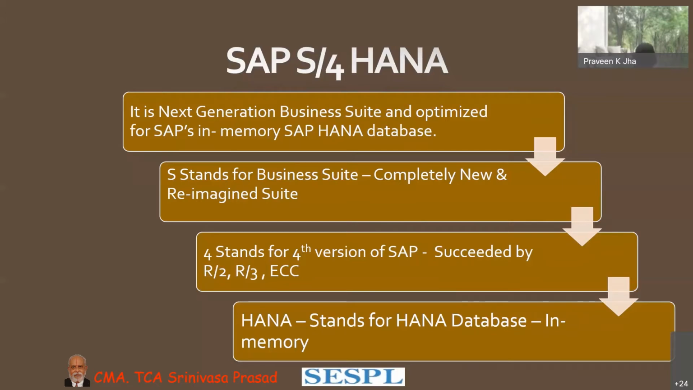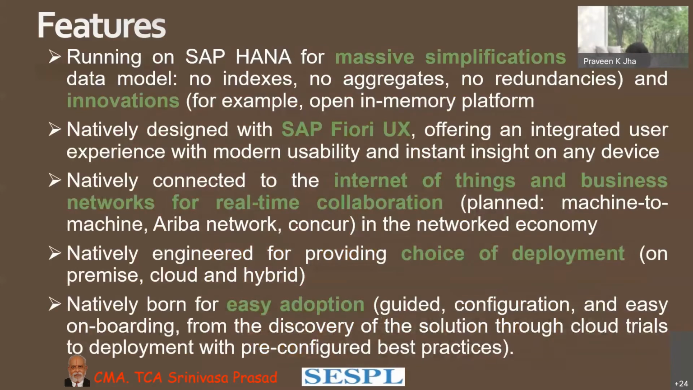Now, what are the features or benefits of S4 HANA? The first thing is massive simplification. When we are talking about the ECC system or R3 system, there are a lot of tables and a lot of information, even information stored in multiple tables. But in S4 HANA, there is a single table, a single source of truth. It is called a single source of truth. That means all the, yeah.